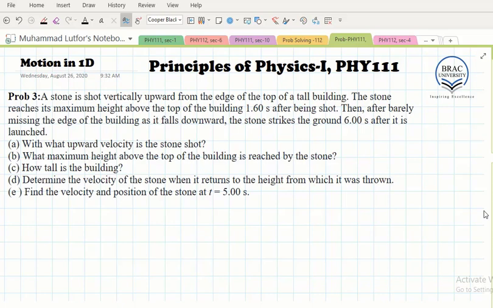Hello everyone. So we're coming back to the problem solving session of Physics 111. In this program we are going to talk about the motion in 1D under the influence of gravity. So that's basically free fall.